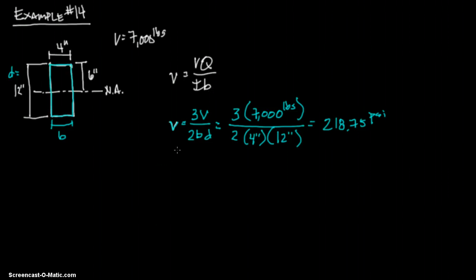So that is the simplified formula for the rectangular cross sections. And it's obviously not too difficult, but it simplifies out because the Q and the I, since it's a rectangular, it can be simplified.